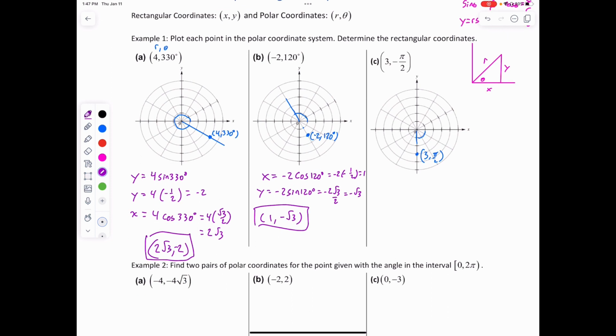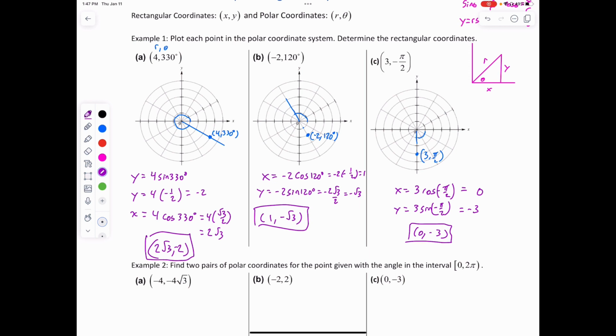And lastly, moving on to this last problem, we've got x is equal to 3 cosine of -π/2. y is equal to 3 sine of -π/2. Cosine of -π/2 is 0, so this just ends up at 0. Sine is -1, so I get -3. And so my ordered pair is (0, -3).